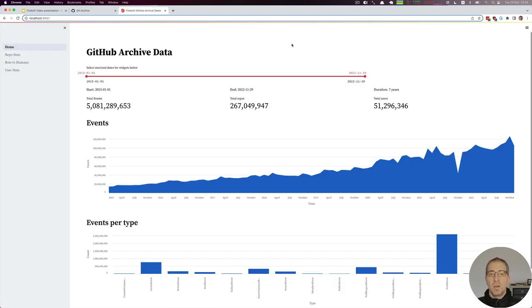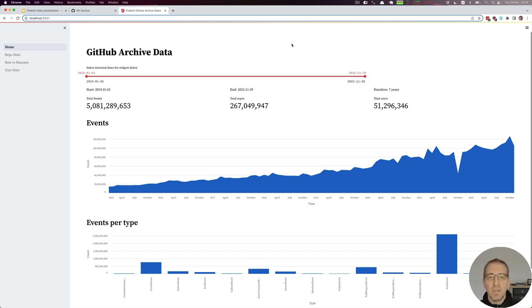Let's take a look at the data we are about to query a little bit further. So the GitHub Archive data that I have here is basically starting at the 1st of January 2015 and ending right now. All in all, we have 5 billion events across 267 million repositories with a little bit more than 50 million users. So that's a lot of data.